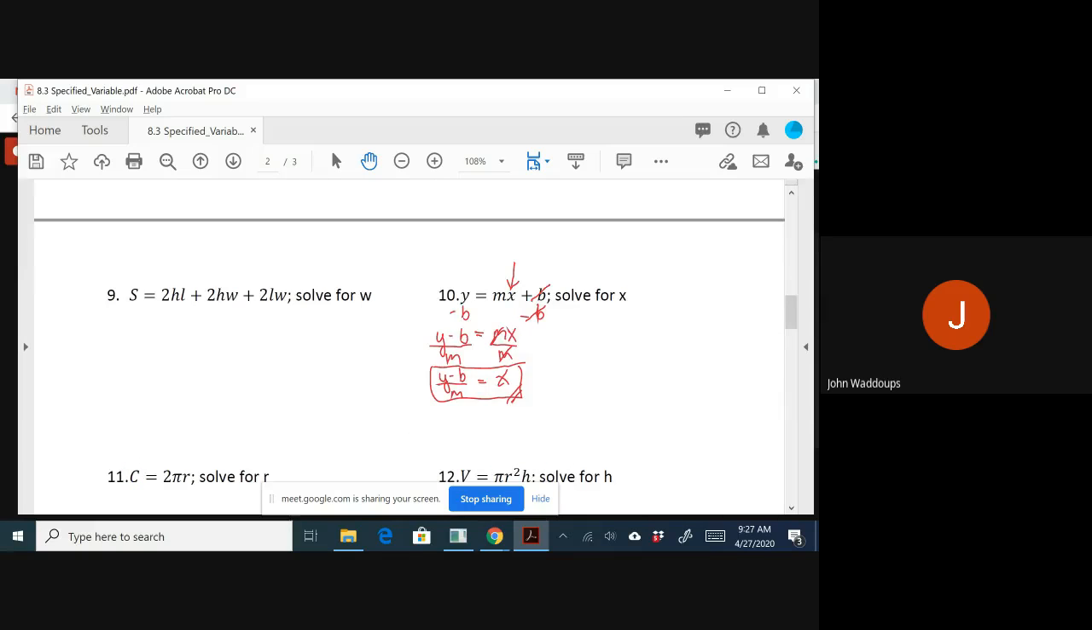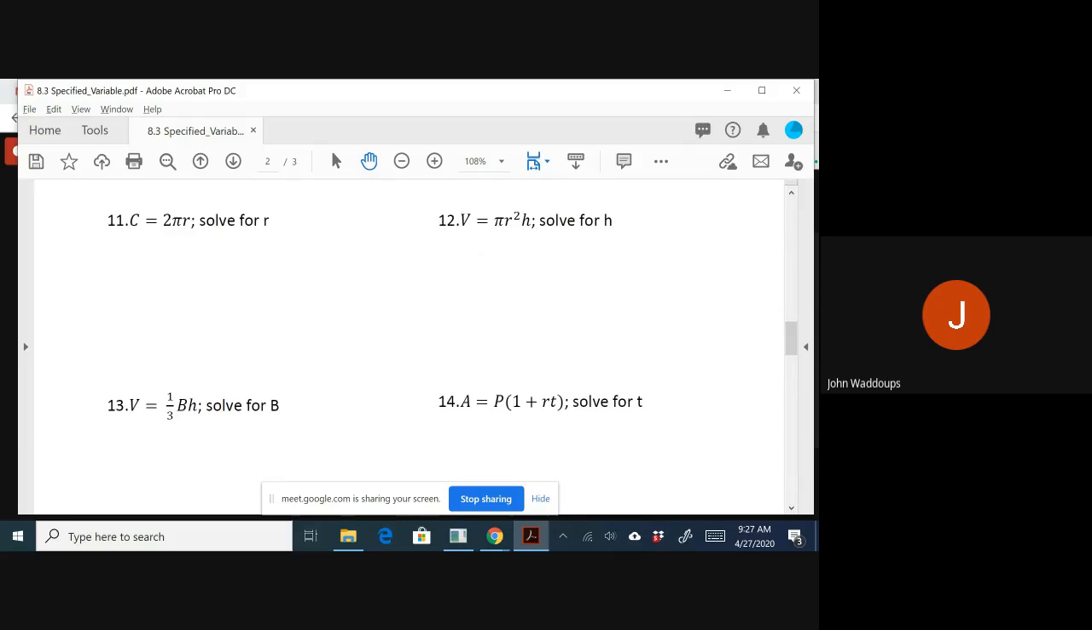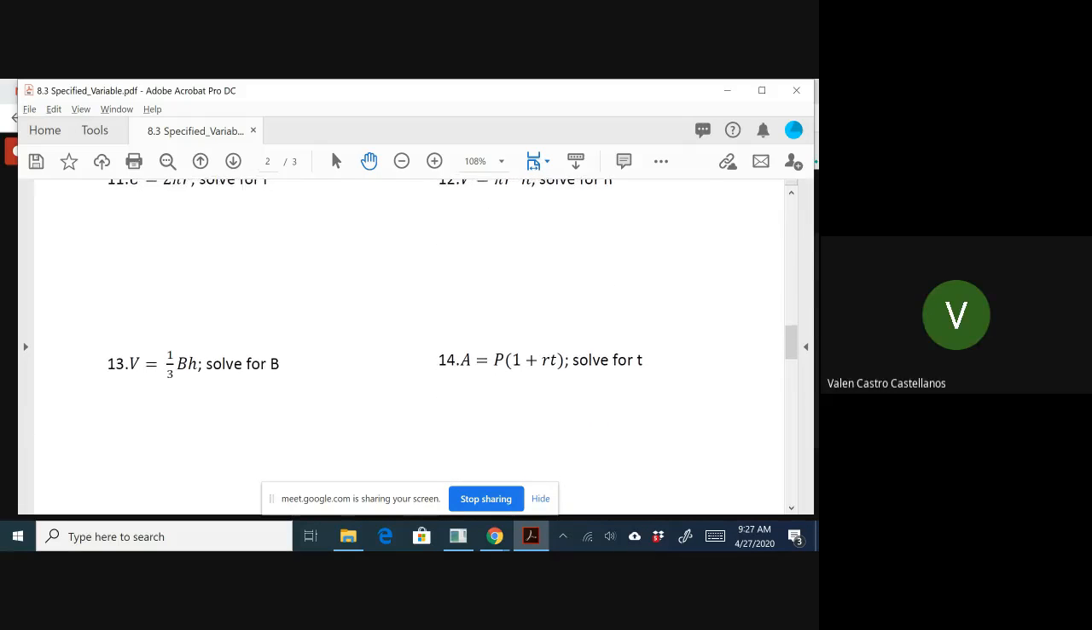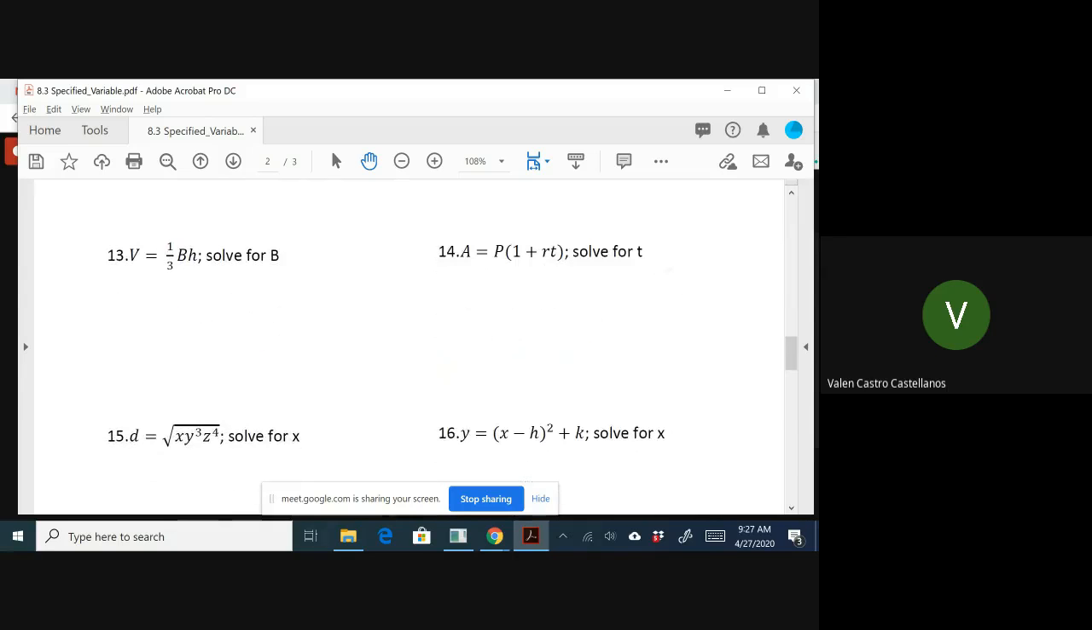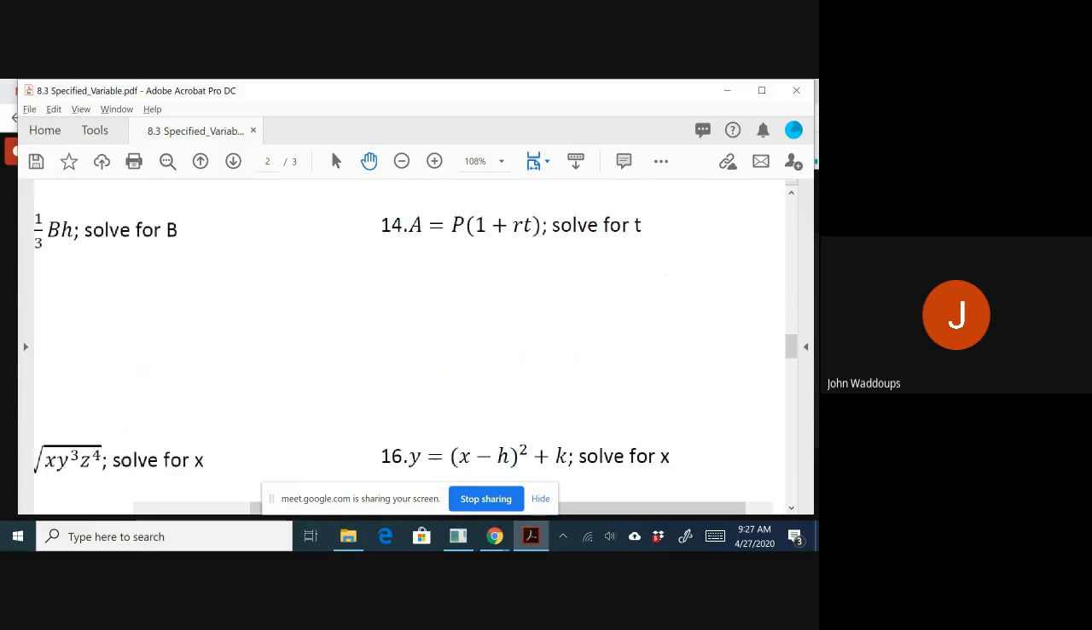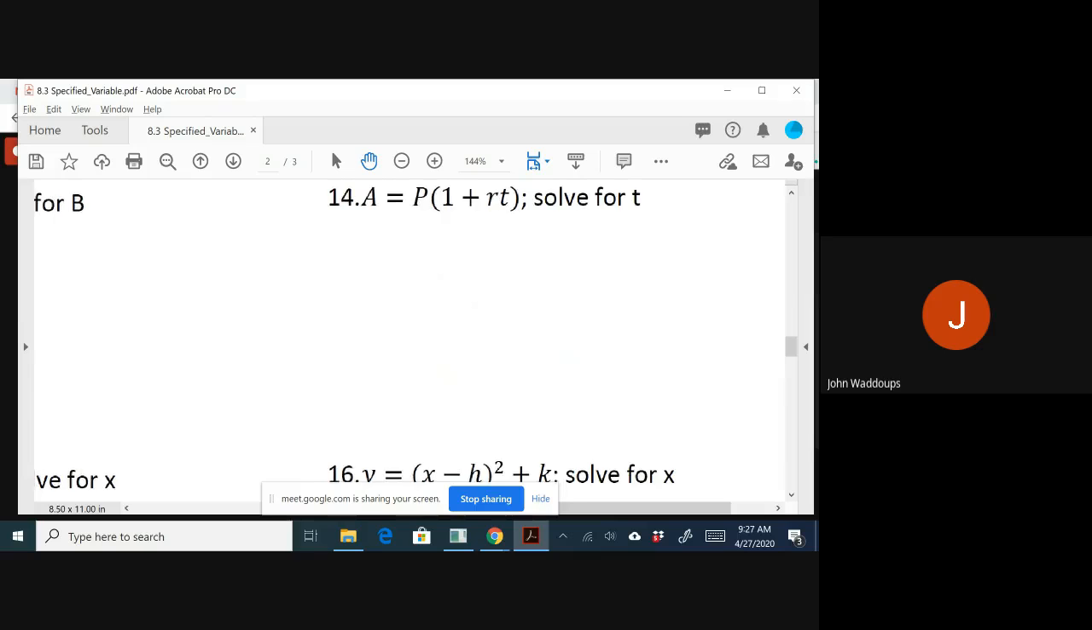Okay. So how can we solve number 14? Let's see. 14 is a good one to look at. Let's see.